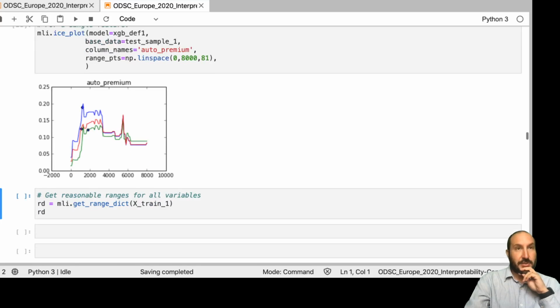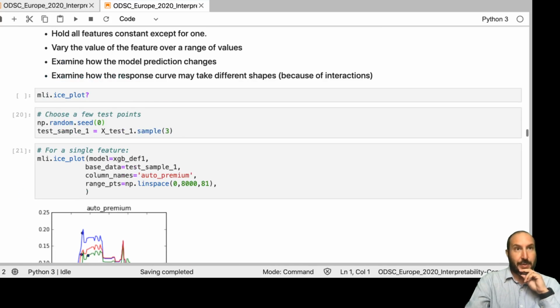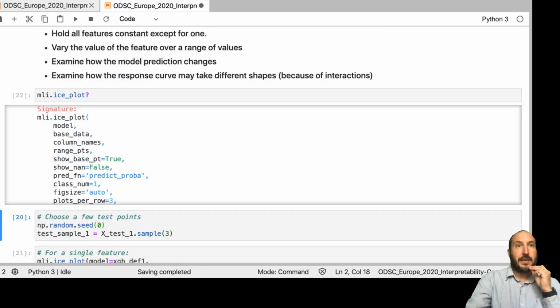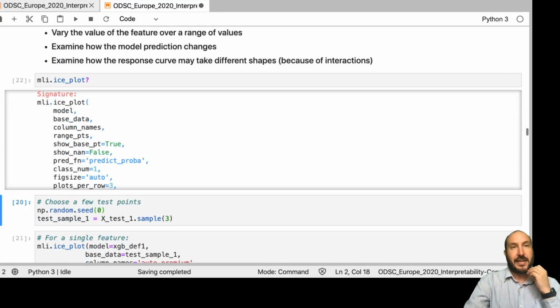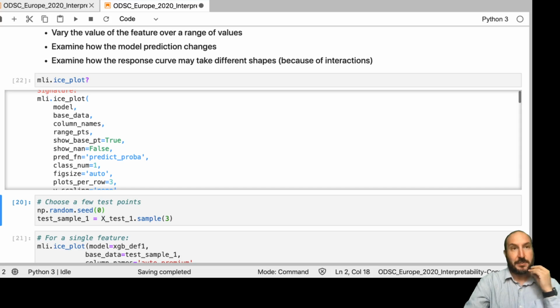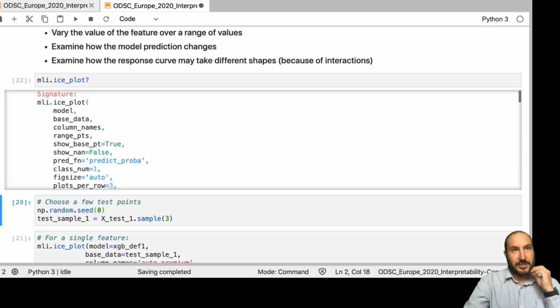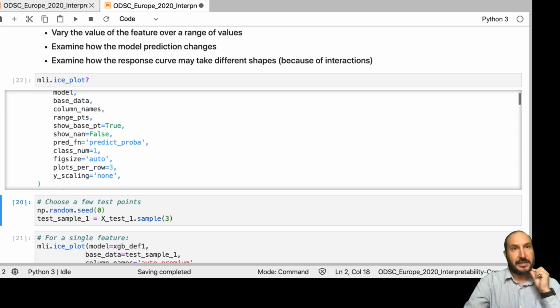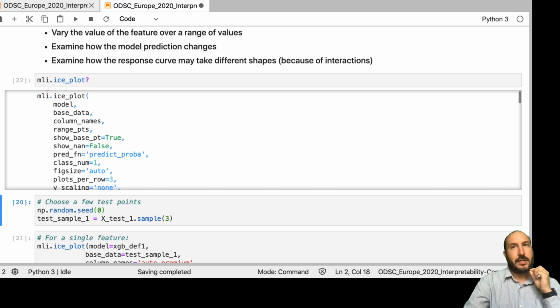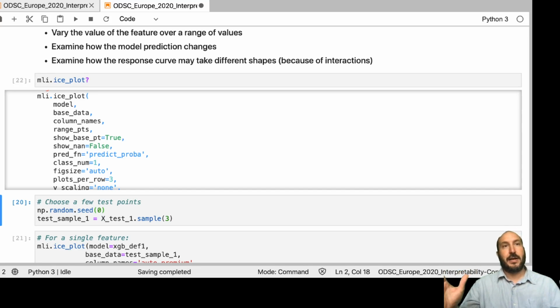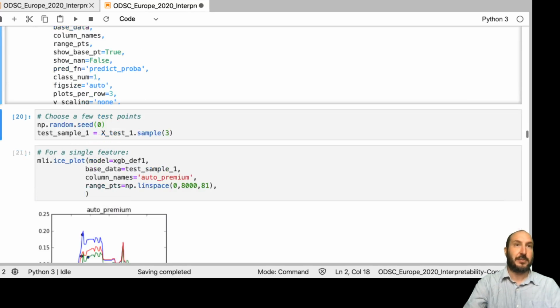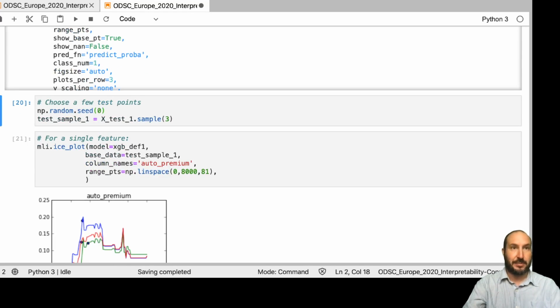So this is a useful tool. One thing I want to back up and show is the ICE plot definition. I don't have time to go through all of these things, but this ICE plot function can do lots of things. It can show multiple columns at the same time. You can give it the range of things that you want it to plot. So you can adjust lots of things on these plots, and we'll walk through by example some of those.